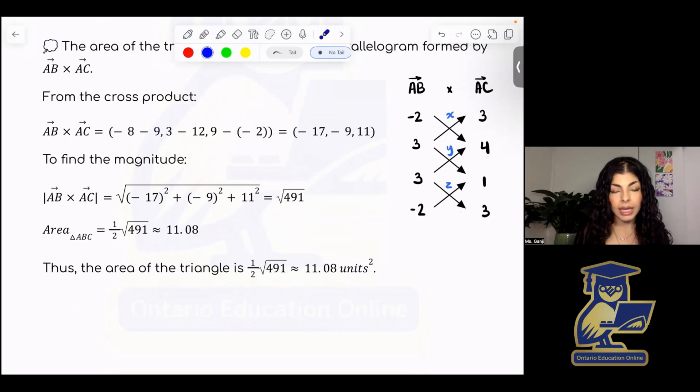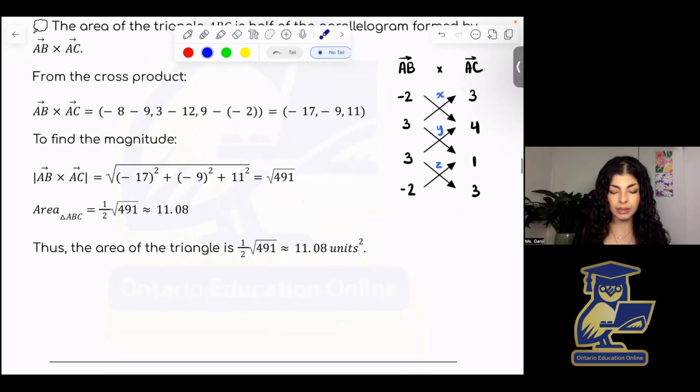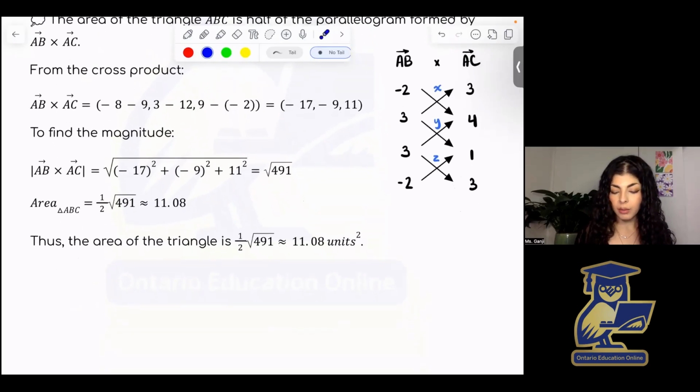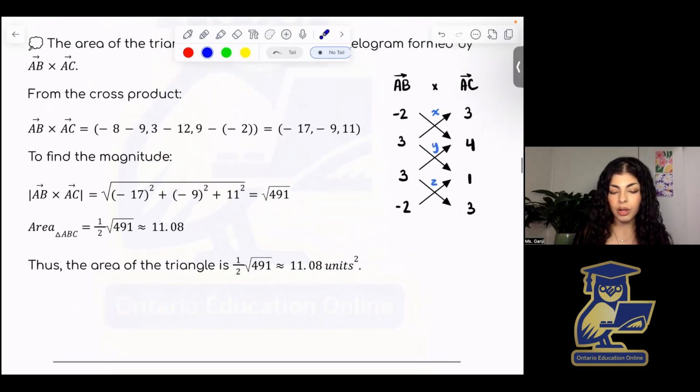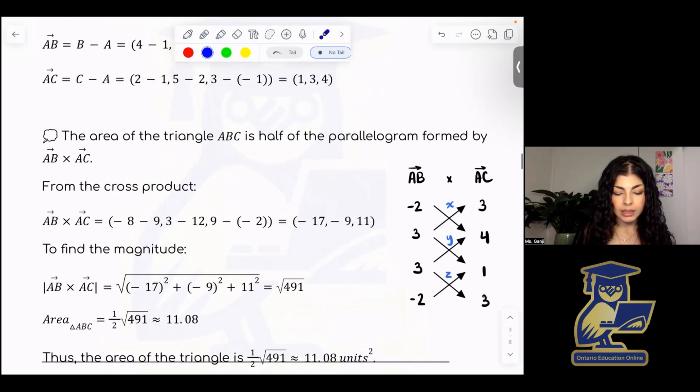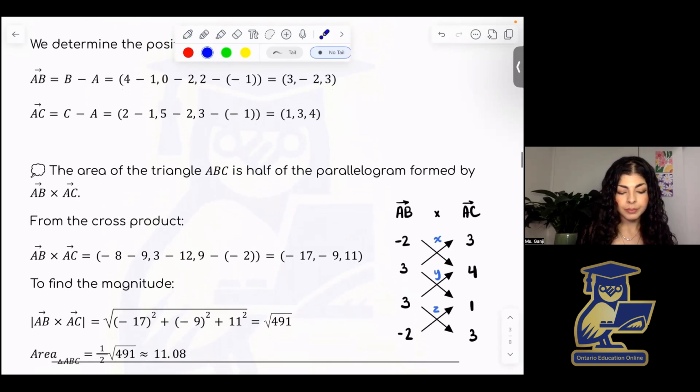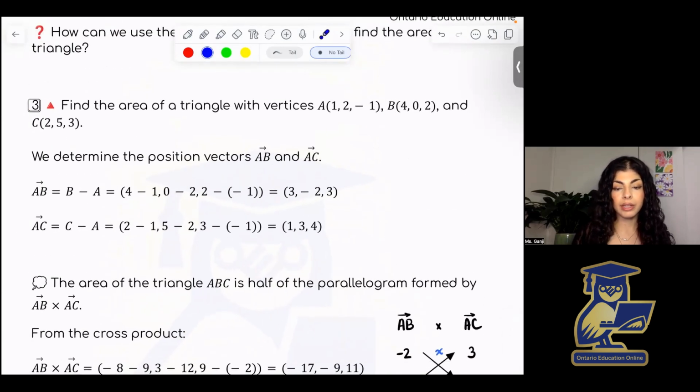Now, same thing here, we have area, so we do need to give it units, but because it's arbitrary units, we just put 11.08 units squared. So that would be the area of the triangle formed by these 3 points. And if they had given you the vectors as well, you would just do the same process, find the cross product, find the magnitude, and divide it by half.